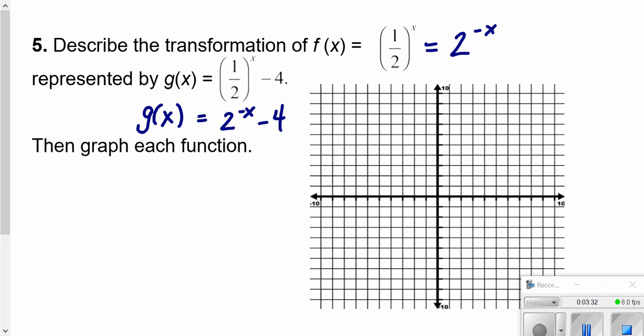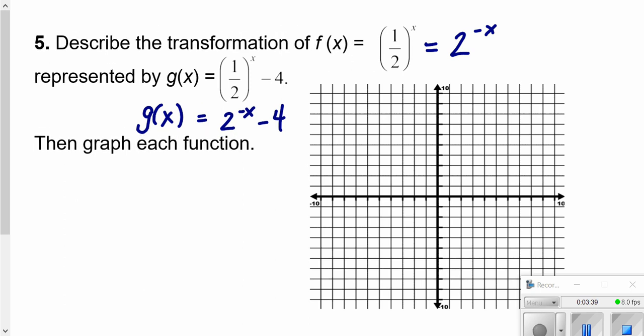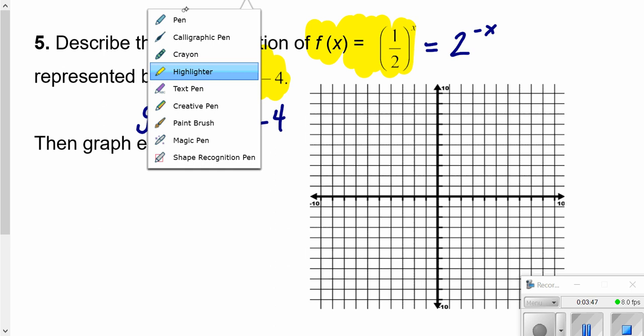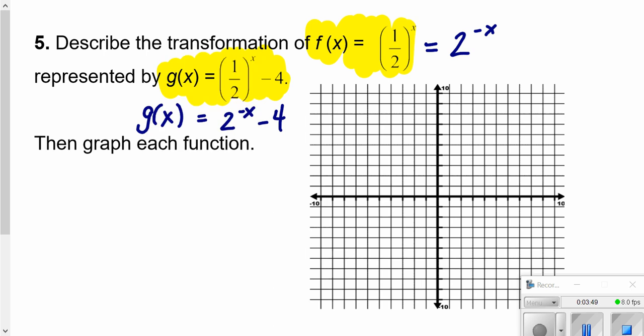Question 5 that I have here is to describe a transformation, and so this function f is the parent function, and then over here we have the variation on that. And I know that in my class we had talked about how 1/2 to the x is the same as 2 to the negative x, and that might be useful to you just in terms of thinking, and if it's not, then you don't have to utilize that.